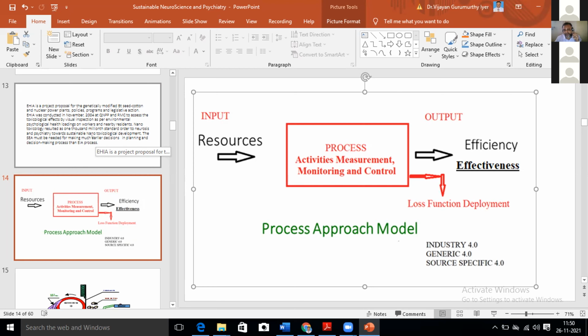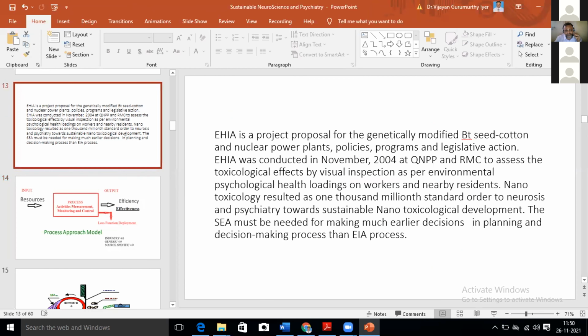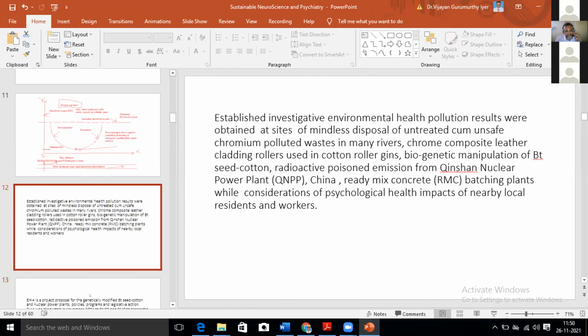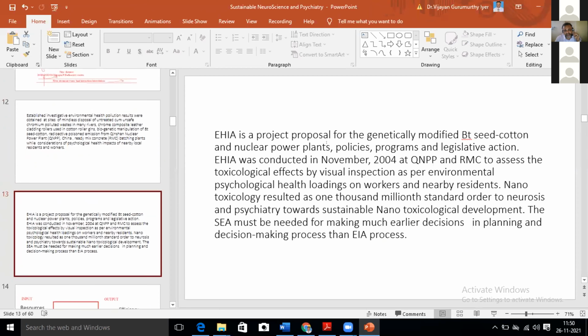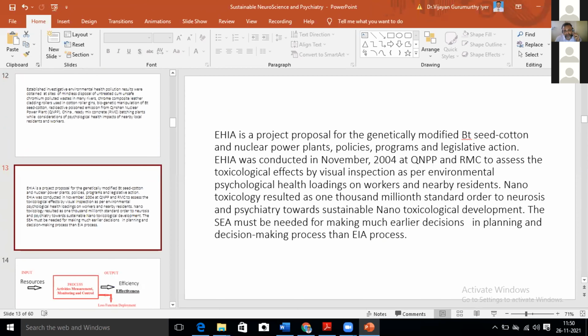It is a sustainable system, and the sustainable system can help control the theory. And this is the environmental health impact assessment process. It is the project proposal for the various power plants.